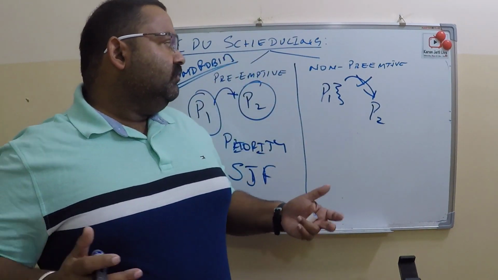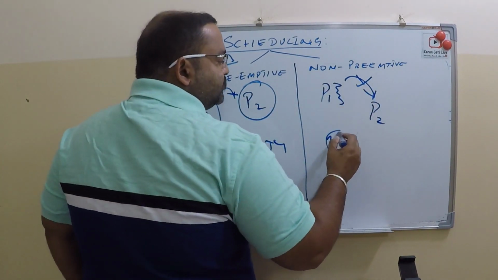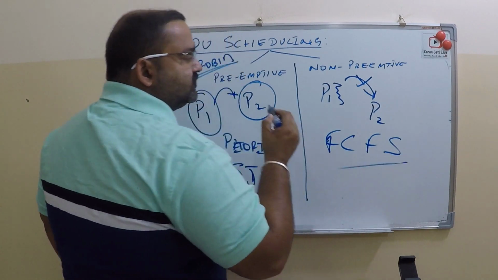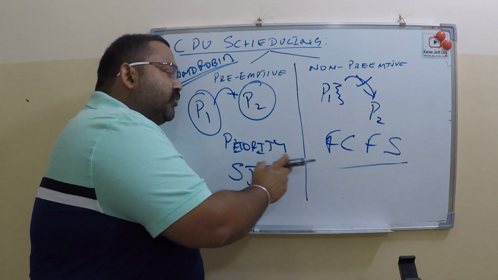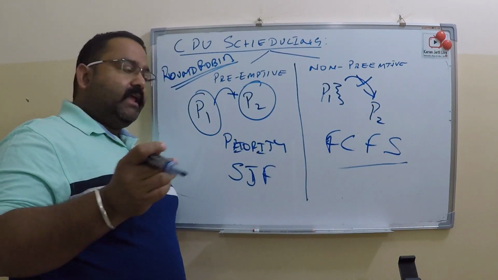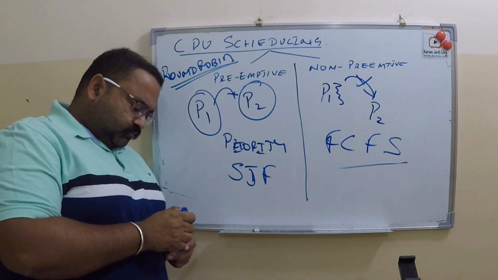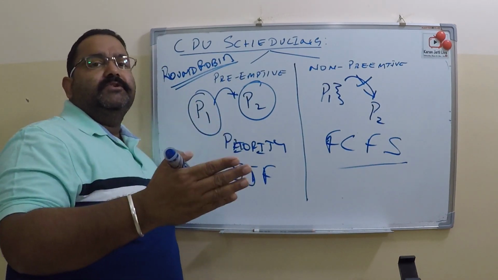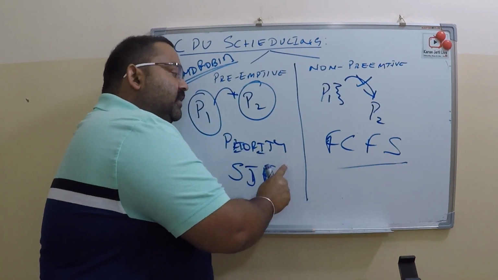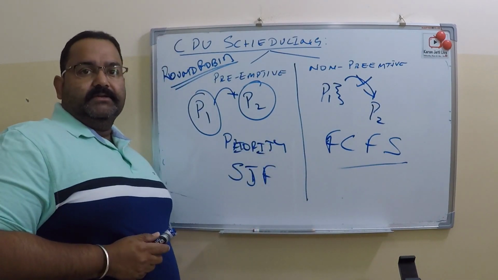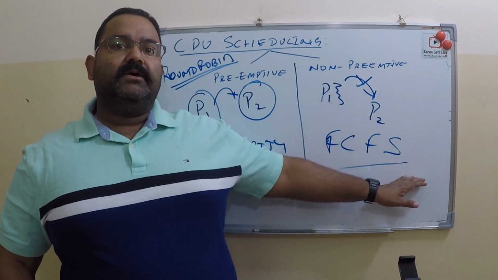Okay. So guys, the example of non-preemptive scheduling is first come, first serve, and even priority and shortest job first can also be non-preemptive. It depends upon what procedure the CPU is following. Is it following preemptive or non-preemptive? So they can come under both the categories. So guys, now we will start with the first scheduling, that is first come, first serve.